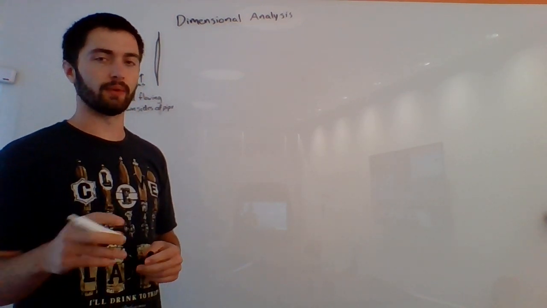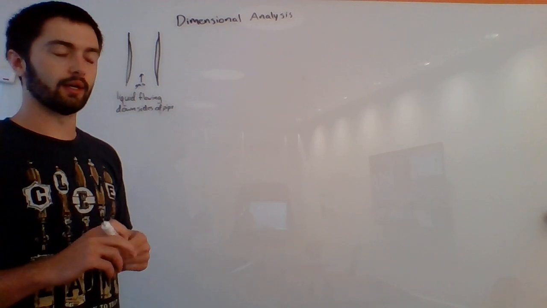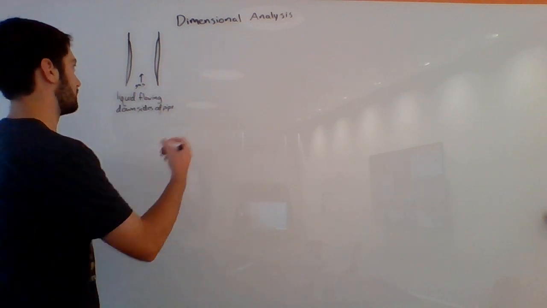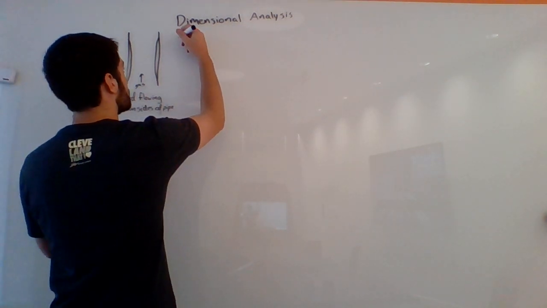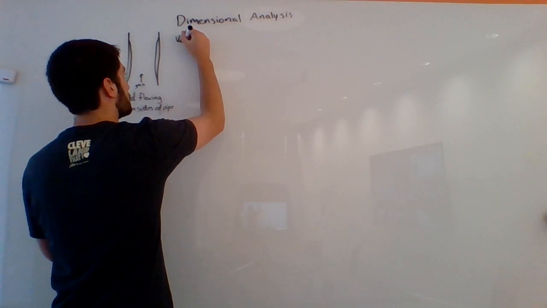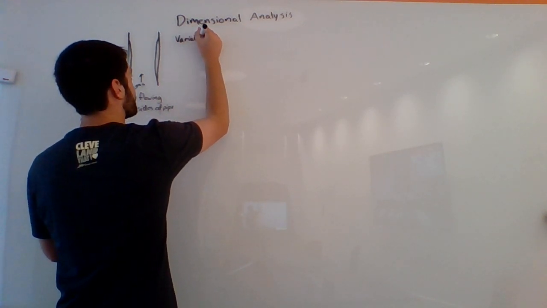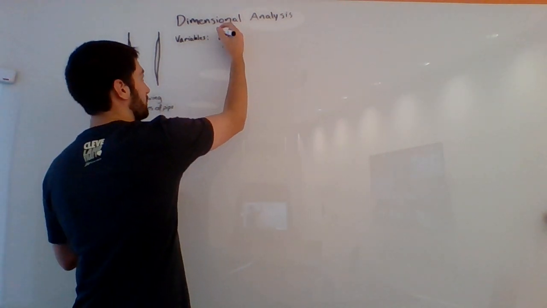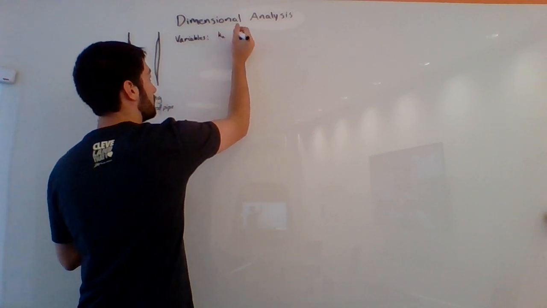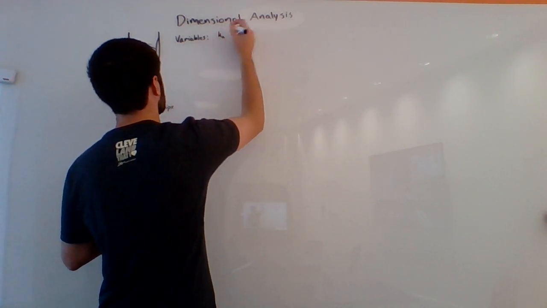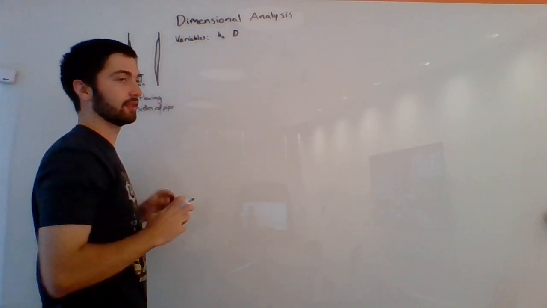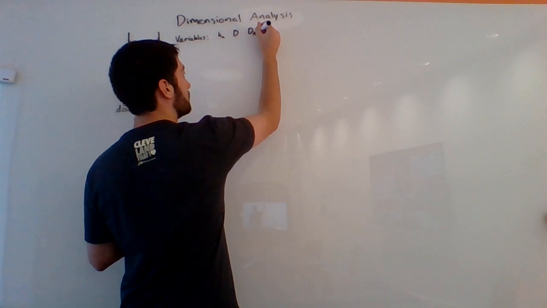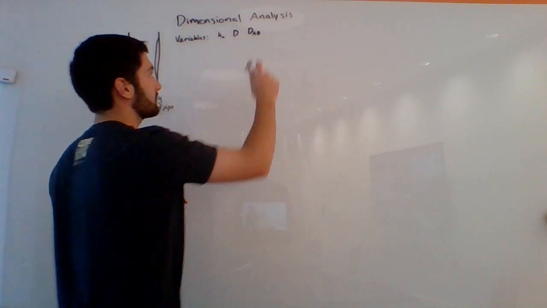So the first step we want to do is think about what variables could have an impact on the situation. So I'll write those out. So some of the variables could be a mass transfer coefficient. It could also be the diameter of the pipe could have an impact. The mass diffusivity will have an impact.